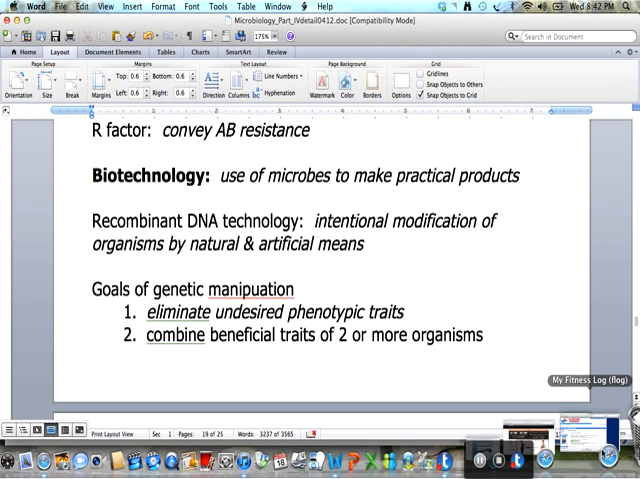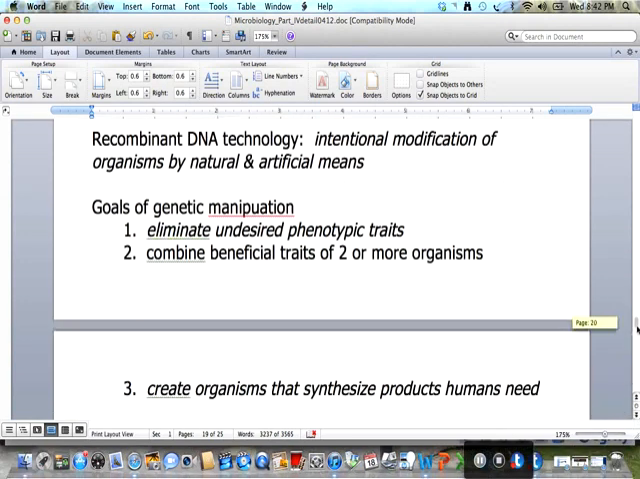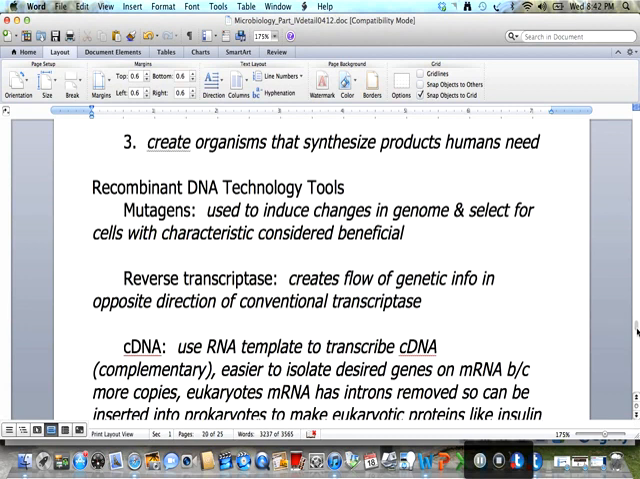First is to eliminate undesirable phenotypic traits. Second is to combine the beneficial traits of two or more organisms. Third is to create organisms that synthesize products humans need. There are several tools used in recombinant DNA technology.